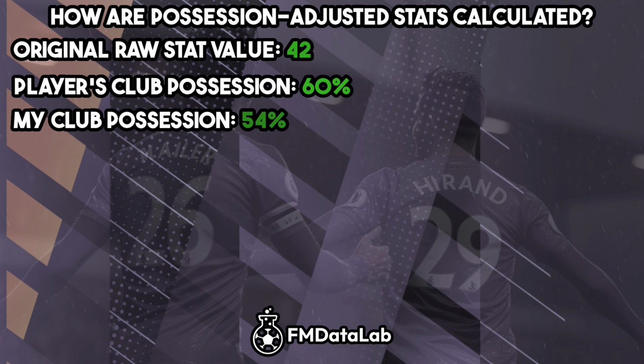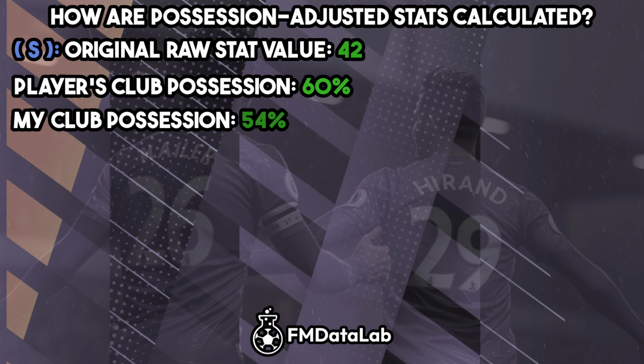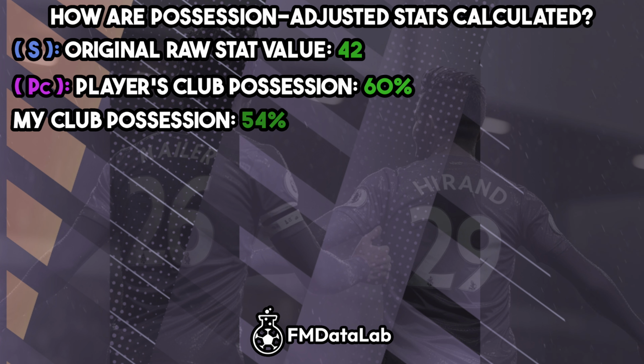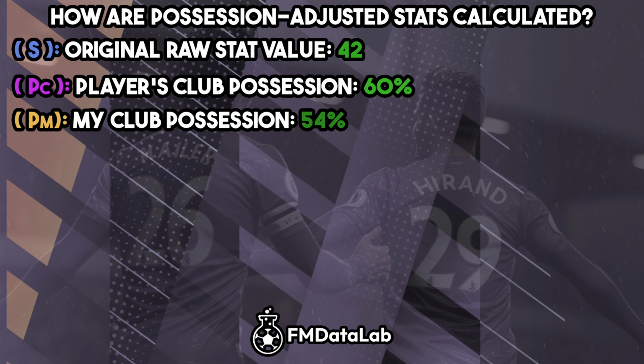Let's talk formulas. Don't worry, I'll try my best to explain this. So the general idea is to imagine what a player's stat would look like if that player was dropped into your system with your possession level. This is done by a simple bit of maths that can help scale players' output relative to the difference in possession between the two clubs. So it's actually quite simple. You've got three variables. You've got S, which is the original stat value, PC, which is the player's current club average possession, and PM, which is your club's average possession.